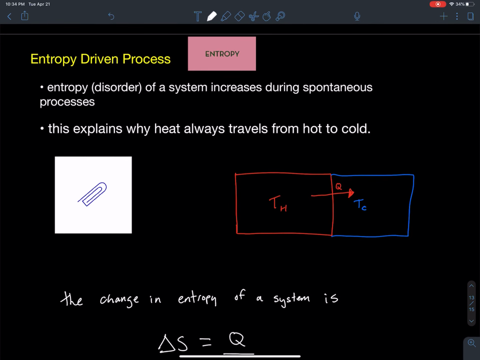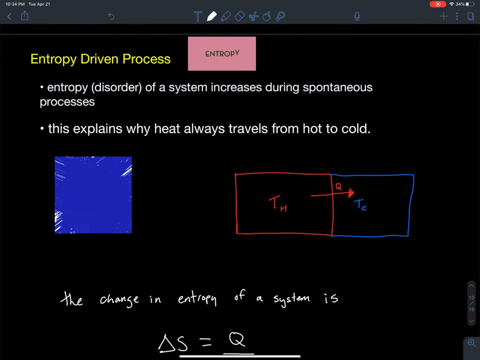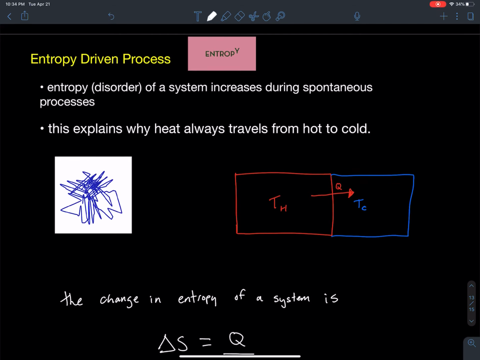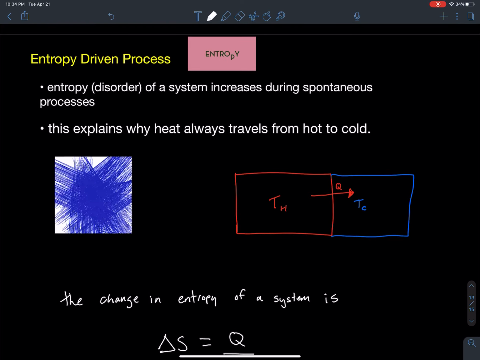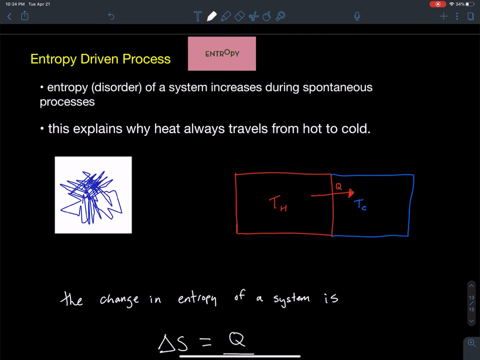Okay, so when things are cold, the particles are all aligned, they're bonded. There's a lot of order in the system. When you put heat in, you cause them to vibrate, you cause them to separate, and you'll be increasing the disorder of the system. You'll be increasing the entropy, okay? So heat wants to go from something hot to cold to basically level out that entropy, to increase the entropy of the cold object. So here I have an example of an organized paperclip.